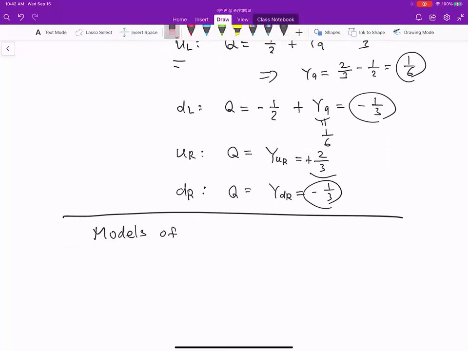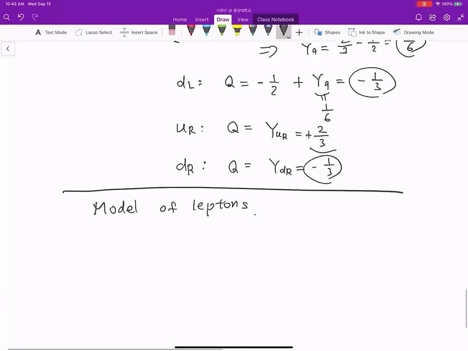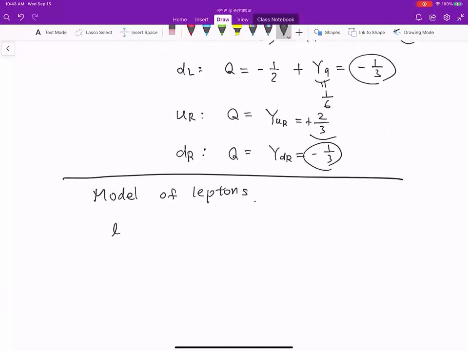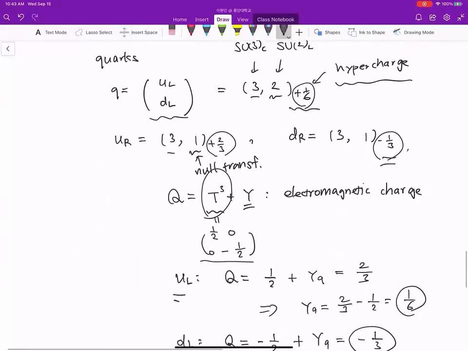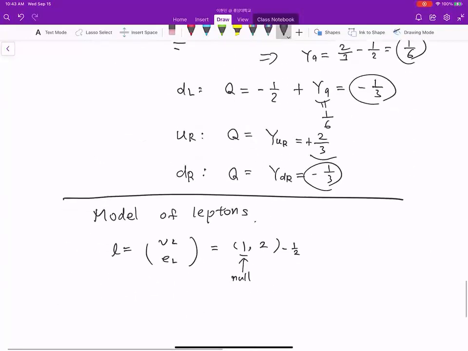So Weinberg's weak theory is a model of leptons. It started from leptons, the lepton doublet with neutrino and electron. This is the (1, 2, -1/2). So here is the transformation. As we discussed before, the right-handed field does not transform under the SU(2), and the lepton does not transform under the SU(3).